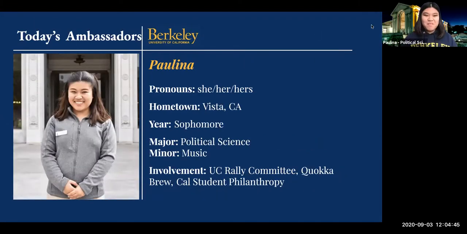Hello everyone, thank you so much for joining us today on this engineering tour. My name is Paulina. I use the pronouns she, her, and hers. I'm originally from Vista, California, which is a small town in northern San Diego, and I am a sophomore as of this week. I'm majoring in political science with an intended minor in music. Also, like Kristina and Casey, I'm a member of the UC Rally Committee, so we've got several of us here today. I'm also doing graphic design for a Berkeley student startup called Quokka Brew. I'm also involved in Cal Student Philanthropy, which is a group that encourages philanthropy for the school here on campus.